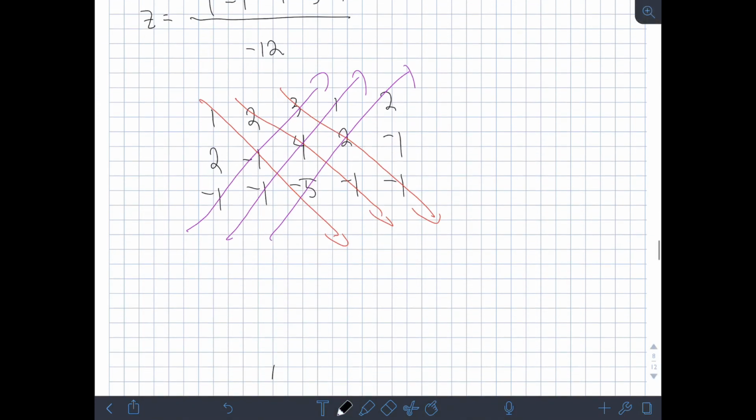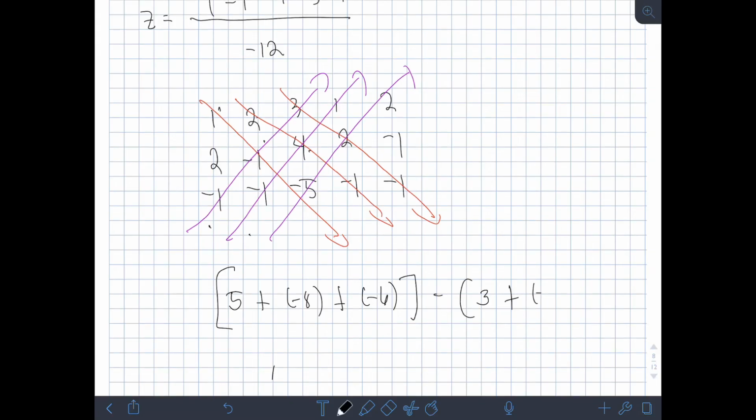So, therefore, we have 1 times negative 1 times negative 5 is positive 5. Plus, 2 times 4 times negative 1 is negative 8. Plus, 3 times 2 times negative 1 is negative 6. Minus, negative 1 times negative 1 times 3 is positive 3. Plus, negative 1 times 4 times 1 is negative 4. Plus, negative 5 times 2 times 2 is negative 20.